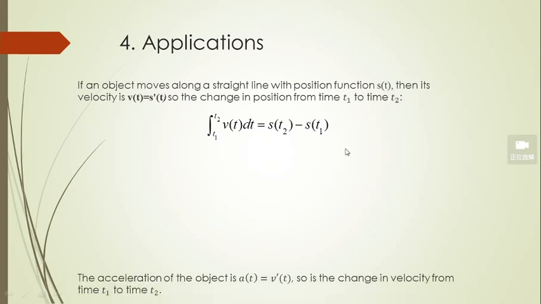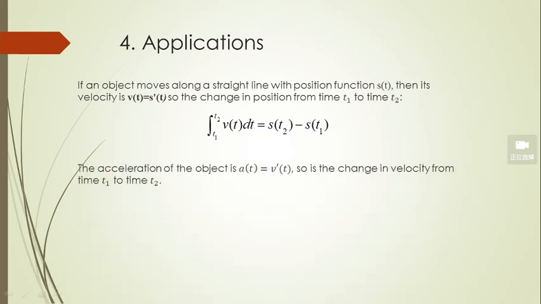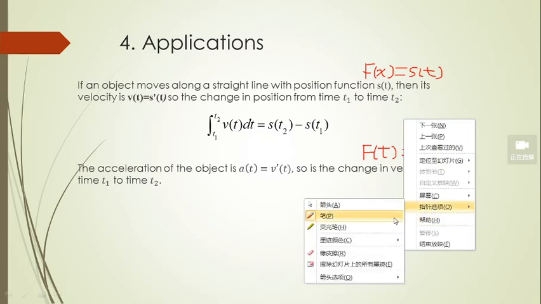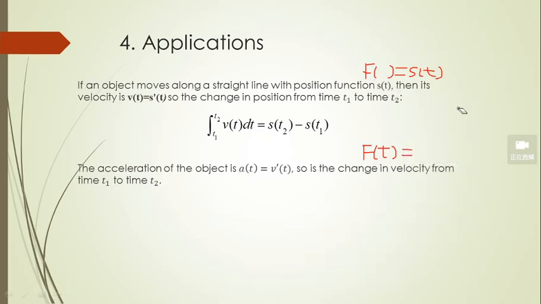Now let's look at the acceleration. The acceleration of the object is a(t) equals v prime t. Acceleration is the rate of change of the velocity function, so it is the change in velocity. Now what is my F here? In the first case, the big F is my position function. In the second case, let's use the independent letter t, so here my function is F(t).